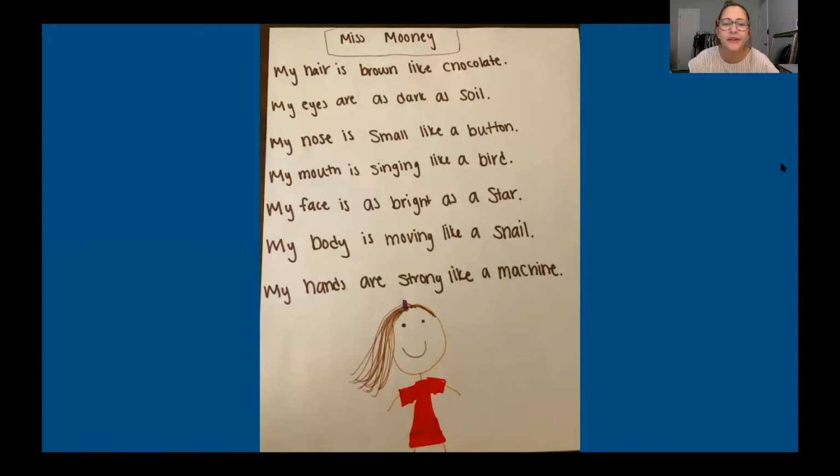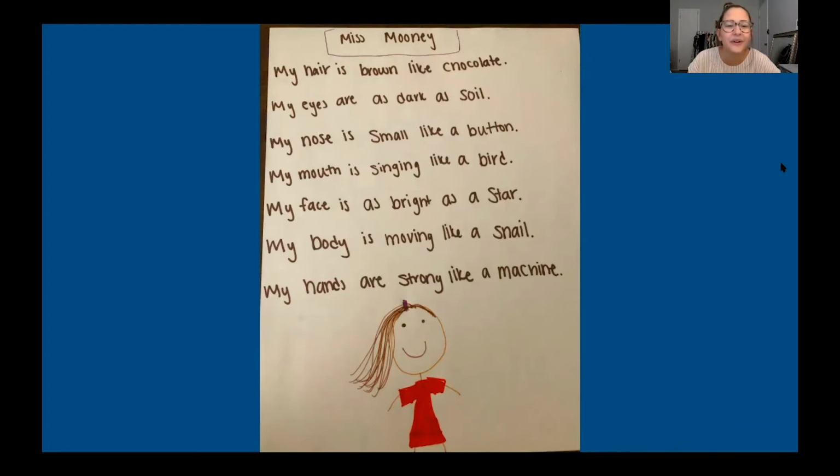So at the top, I wrote Miss Mooney. And so I wrote, my hair is brown like chocolate. So as you can see, I have dark brown hair, and the color of my hair made me think of a chocolate bar or any kind of chocolate snack. And so I said, my hair is brown like chocolate. And so the comparison word I used was the word like, and the two things I compared was my brown hair and a chocolate bar.